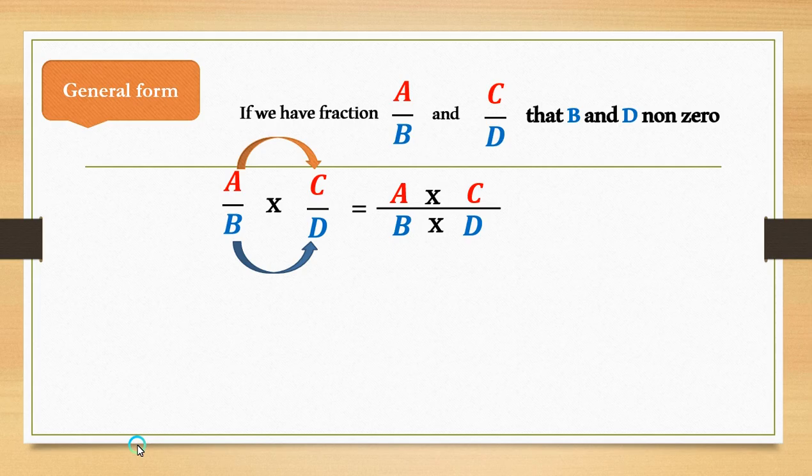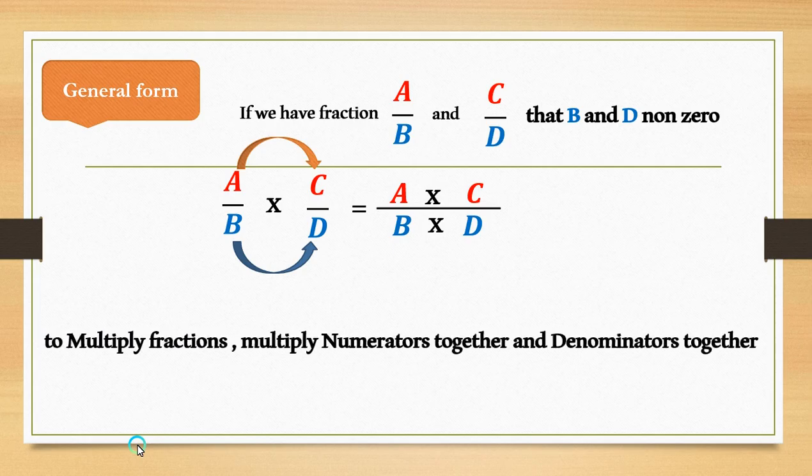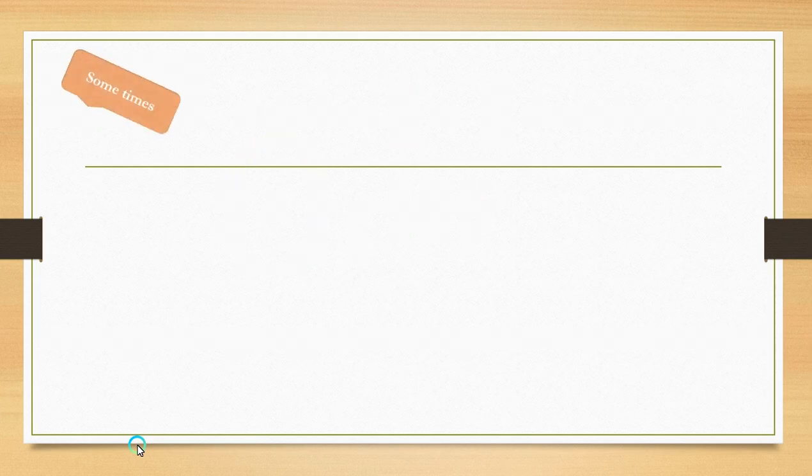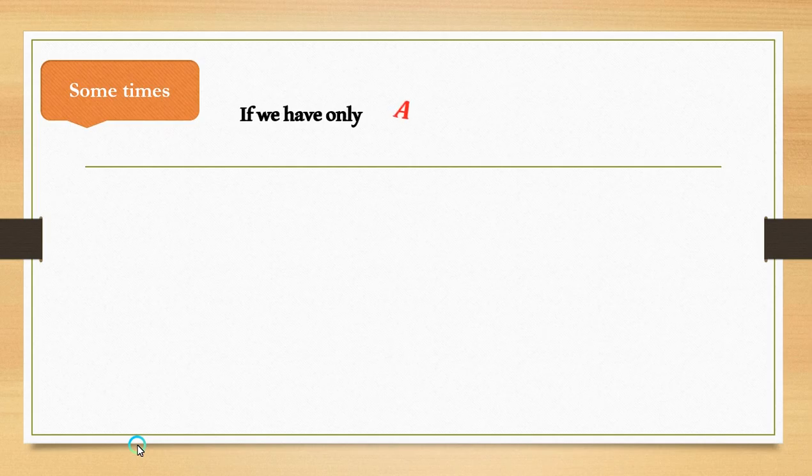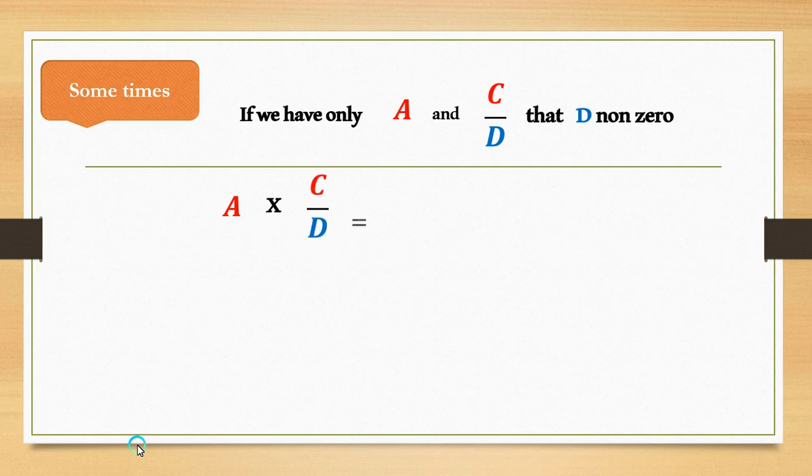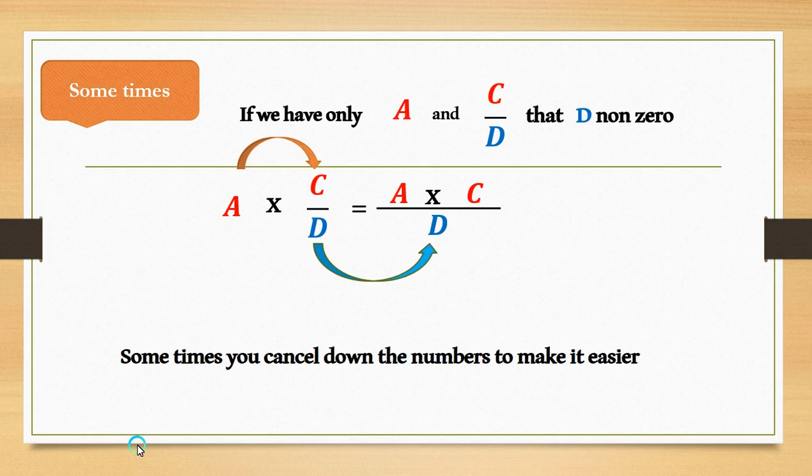But sometimes I can find a special case, for example, if I have only one whole number and a second fraction, what do you have to do? It's easy. Just multiply this whole number by the numerator of the second fraction. That means a and c together will be a times c, and I will keep the same denominator d. So don't worry, it's very simple. Now, sometimes you can cancel down the numbers to make it easier.